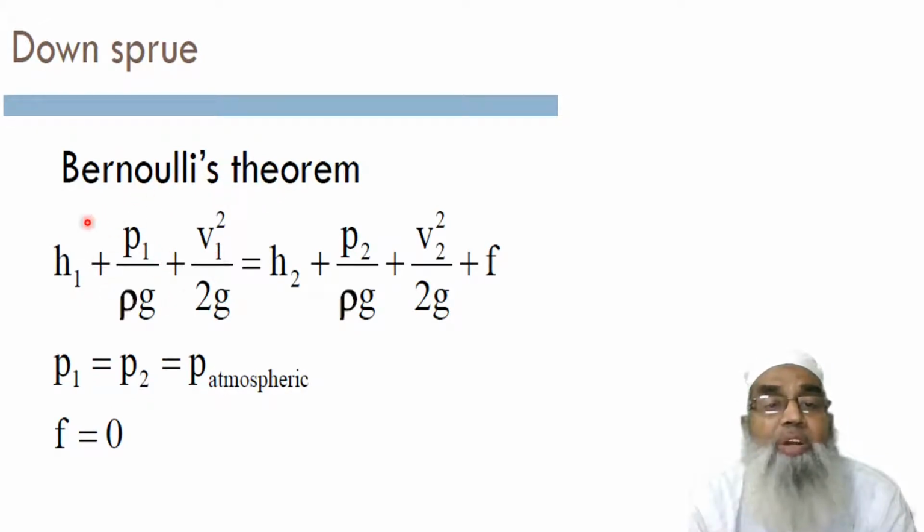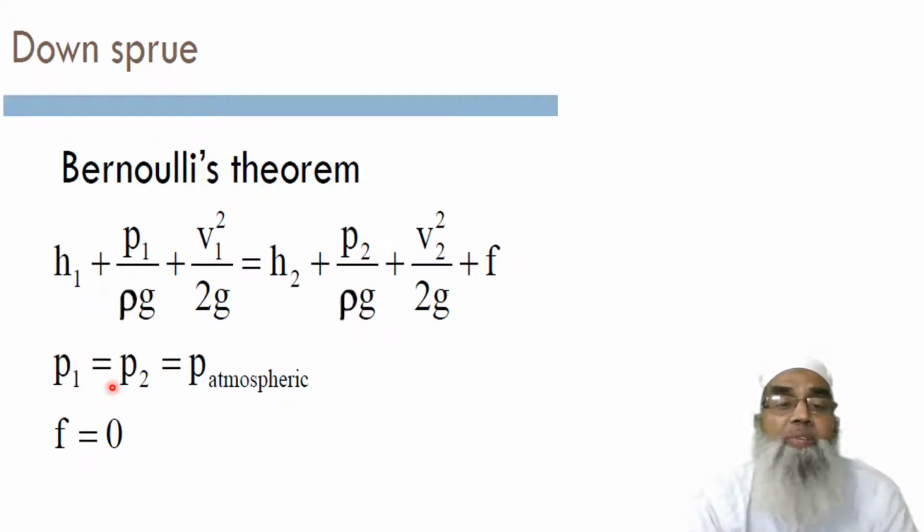This is the top of the down sprue, and this shows the bottom of the down sprue. The top is exposed to the atmosphere, while the cavity is also exposed to the atmosphere. Therefore P1 is equal to P2, and that is atmospheric, and we also ignore the friction force. Thus this becomes H1 plus V1 square upon 2g equals H2 plus V2 square upon 2g, and therefore the difference in height gives the difference in the velocities between the 2 points.